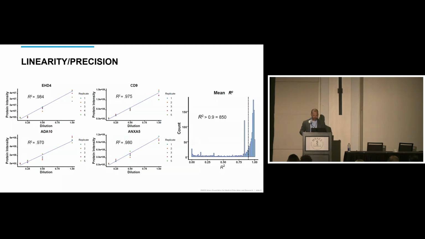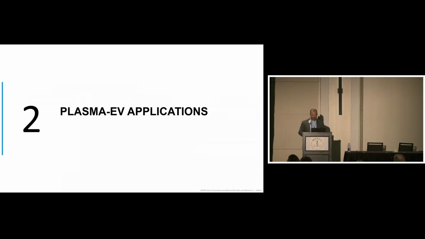And what we found from this particular experiment is that it's pretty good. We have good linearity, as represented by four representative EV marker proteins here. But in the entire data set, we had identified over 850 proteins with an R squared of over 0.9, which is pretty good. And I'm not displaying it here, but the mean imprecision, or CV, at each dilution level was less than 25%. So for a label-free workflow, this is pretty good, opening up a lot of opportunities.